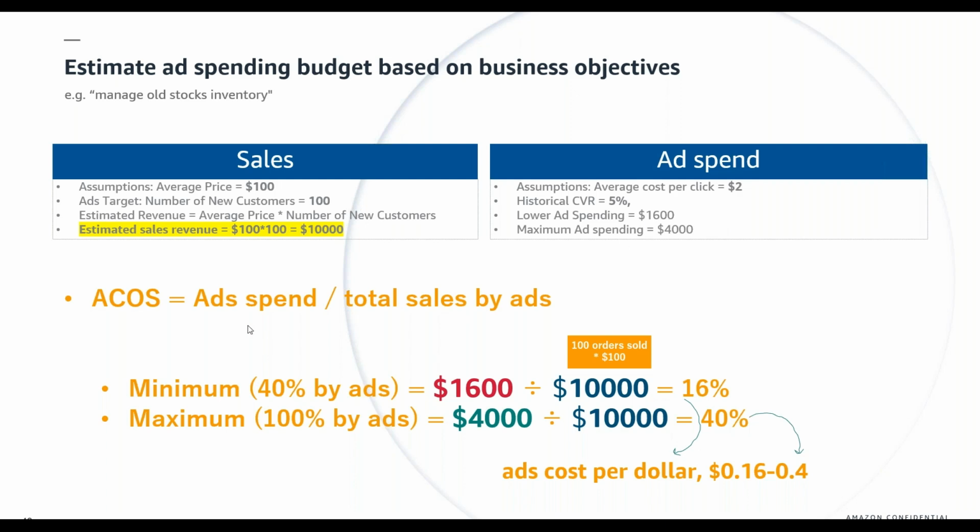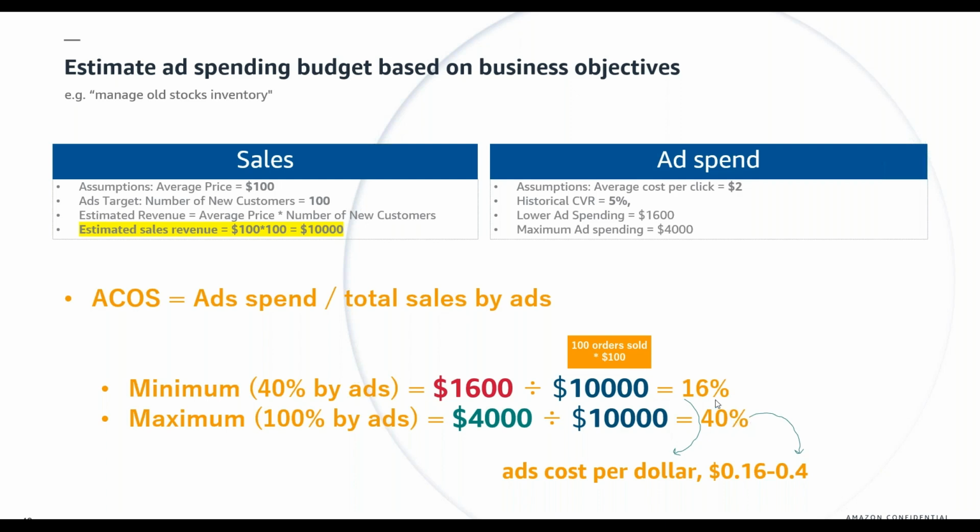So your ACOS will essentially, as I mentioned, be ad spend divided by your total sales by ads. So over here, our minimum ad spend, or minimum ACOS, would be 1,600 divided by 10,000 in terms of the sales that we're getting, which is 16%. Or maximum 100% driven by ads, it will be $4,000 divided by 10,000, from the 100 orders sold times the $100 average selling price.